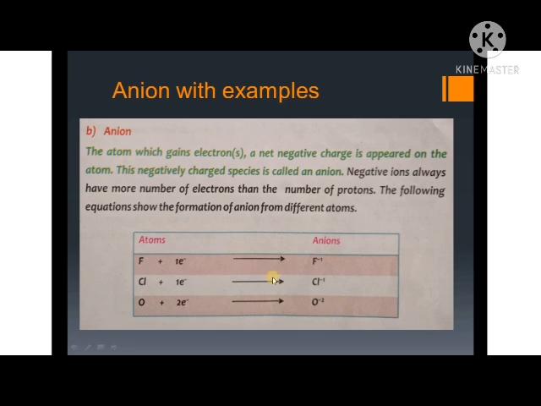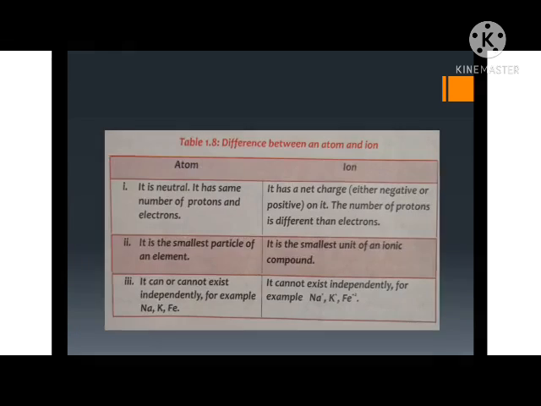By gaining electrons, the resultant atom gets negatively charged, and that negatively charged atom is then called an anion, and this anion takes part in chemical reactions, and that's why it is called a chemical species. So we say that this is a chemical species because of its negative charge. So this is the introduction of anion.